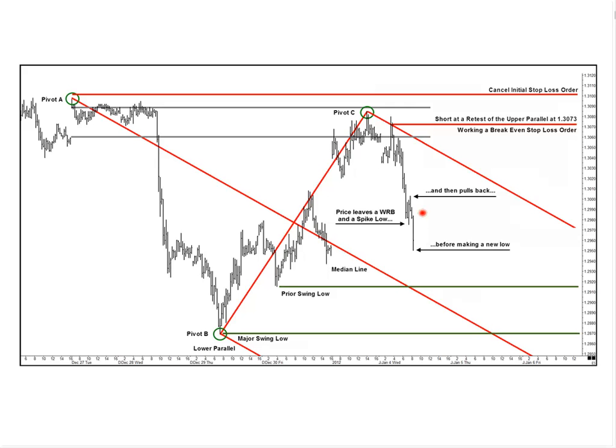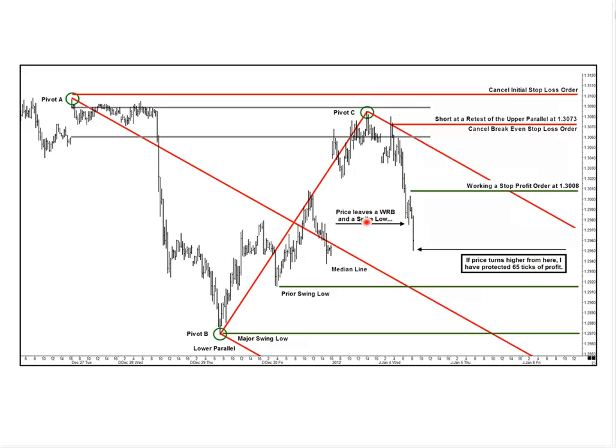We'll focus on some alternate entries next month. But if you're in close to the bone, don't do the happy dance. Instead, do the how do I manage this trade dance? Let's take a look. Price leaves a wide range bar, a spike low, then pulls back, then makes another new low. Wide range bar, look, it's closing in its lower third.